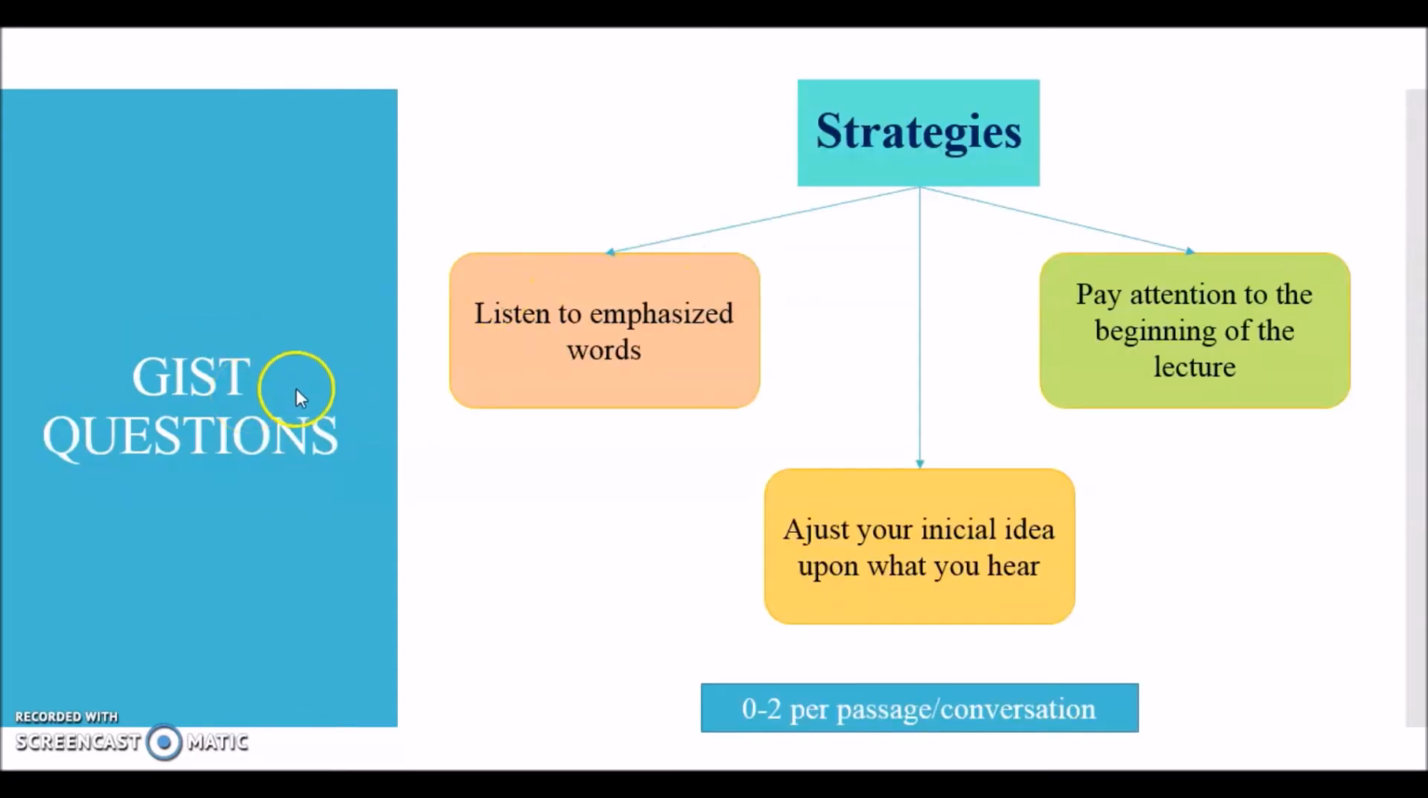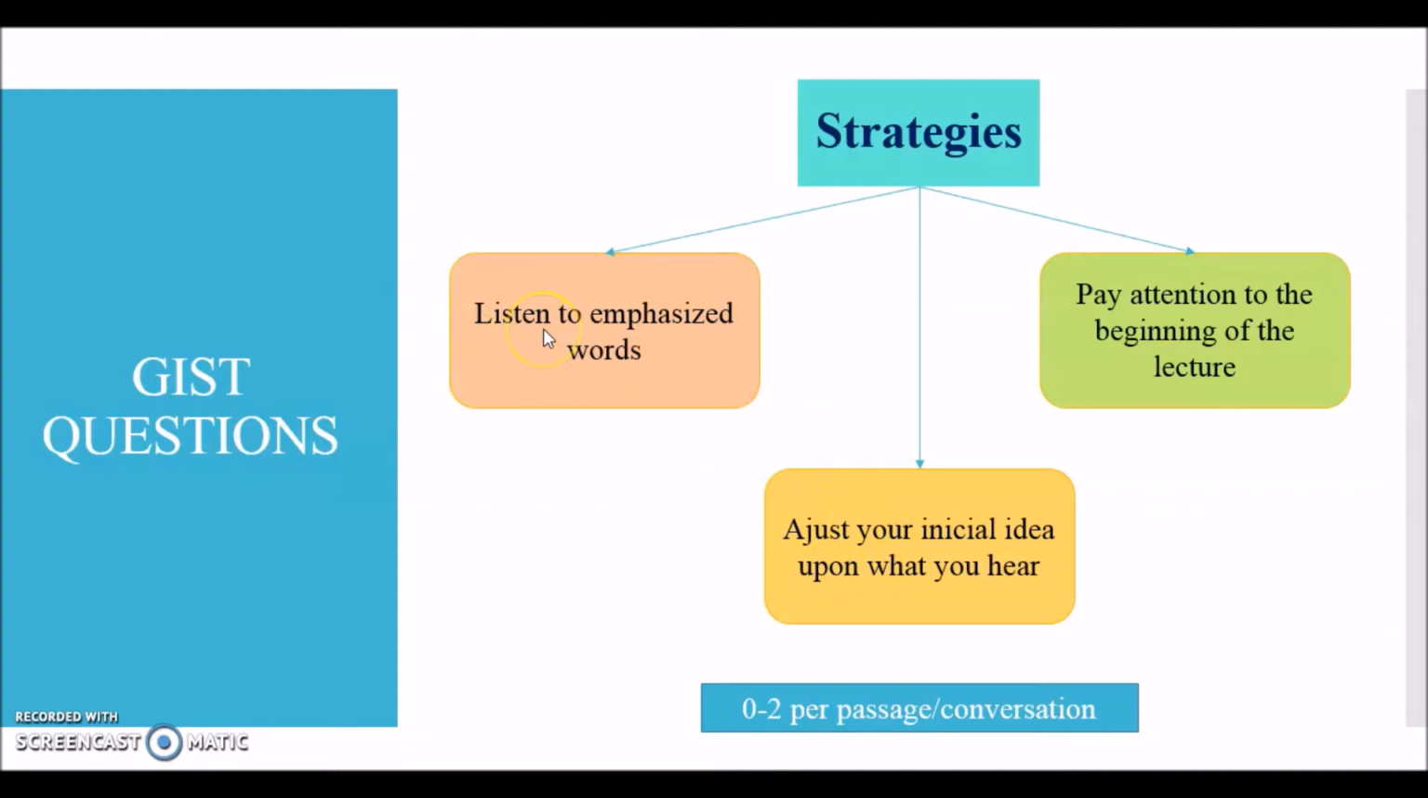Gist questions. This type of question asks about overall ideas or main ideas. The strategies are: one, pay attention to the beginning of the lecture. Often you can form an initial idea about the key points of the passage.